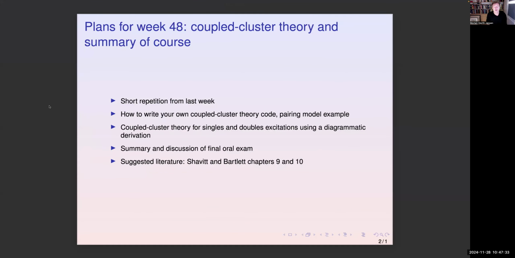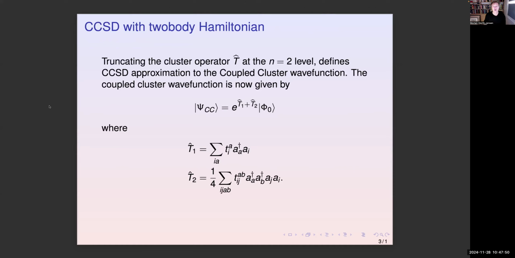The derivations which we are going to look at now follow essentially what is given in chapter 10. Chapter 9 covers the derivation of the coupled cluster at the doubles level, whereas chapter 10 is essentially what we are going to do in the slides now. So quick reminder, the equations which we want to encode are given by this coupled cluster approximation to the ground state, which is now given by the T1 and the T2 operator here.